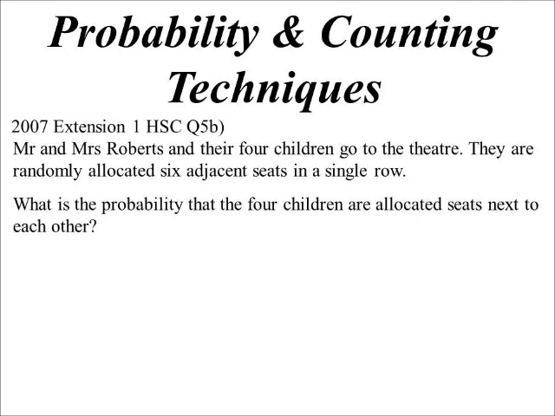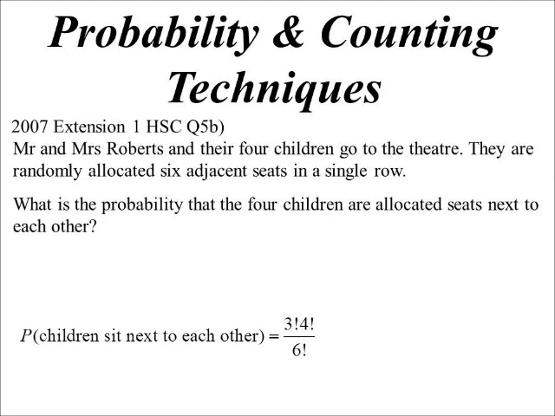So Mr. and Mrs. Roberts are going to the theatre, with their 4 children. They're randomly allocated 6 seats to sit in. We want to know the probability that the 4 children are allocated seats next to each other. Okay, so the probability is 3 factorial times 4 factorial on 6 factorial.